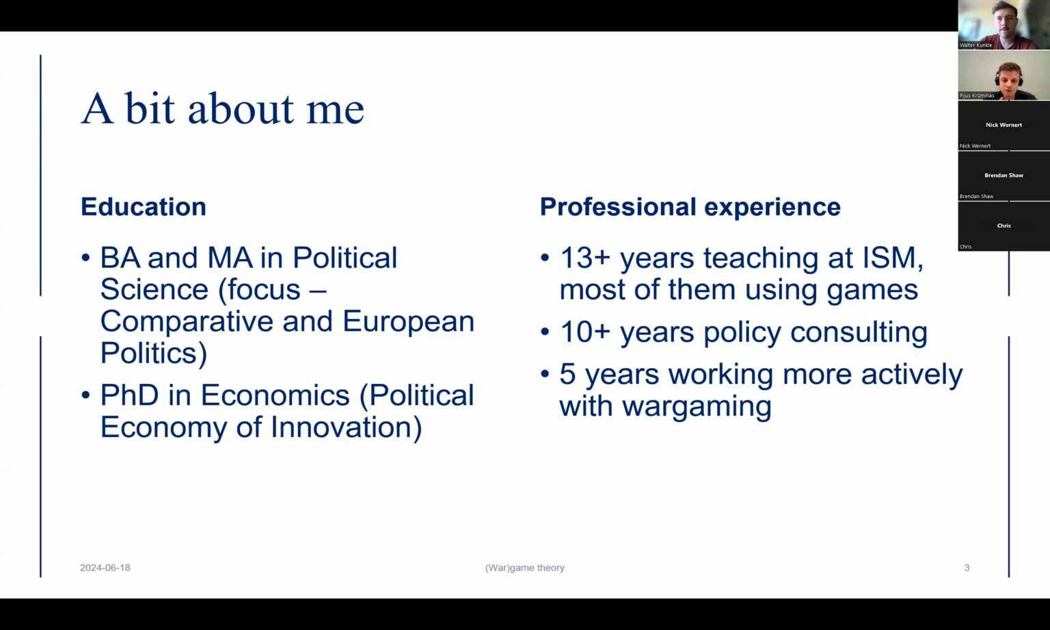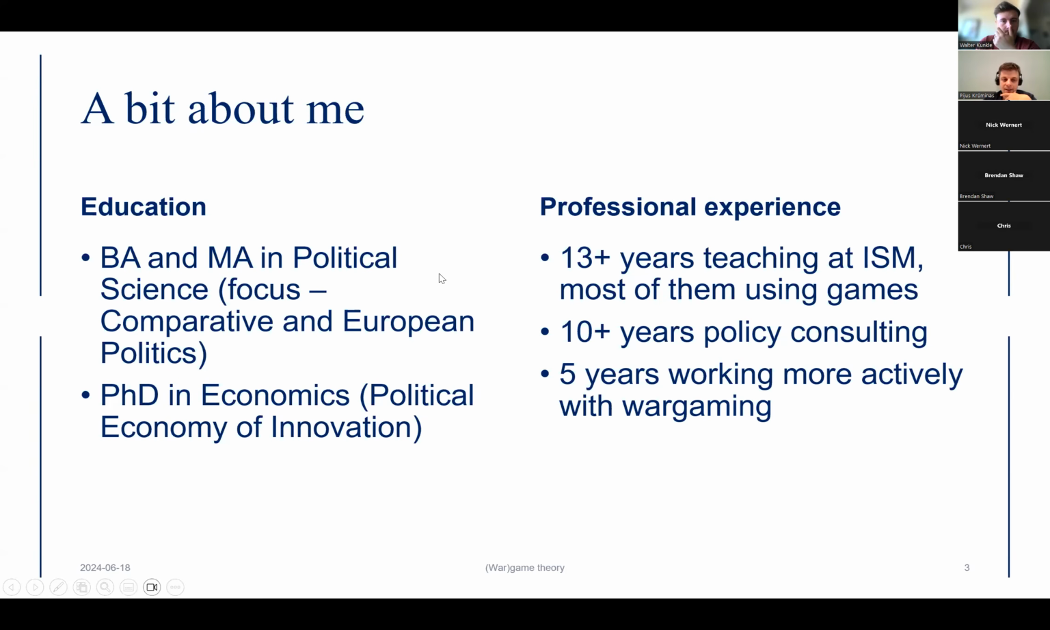So for about 5 years, I've been involved more actively with wargaming, specifically as a method, not just using a game in one class or another, but having a subject devoted to it several times, and also using it for research purposes. Some of our students use wargaming, or gaming, as a way of collecting the data that they then analyze. So we are starting to extend the method's application more broadly.